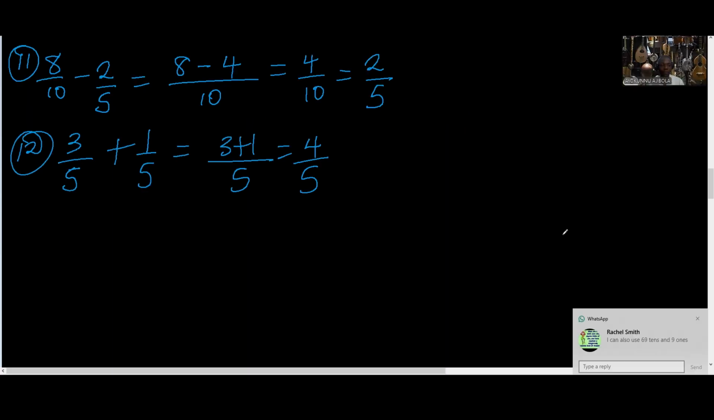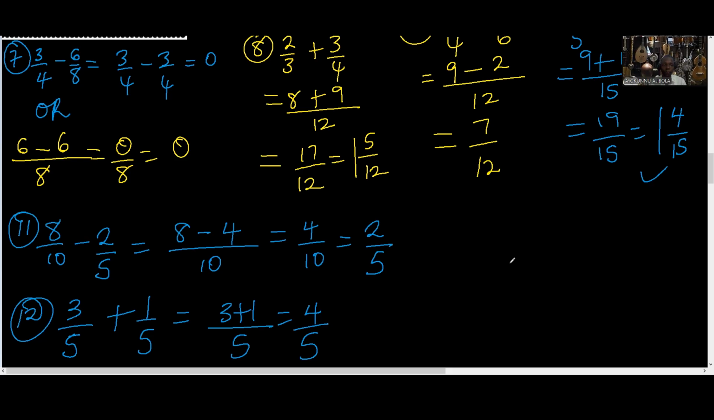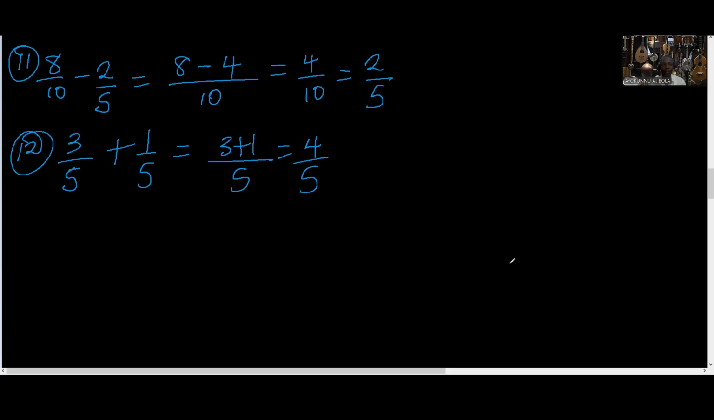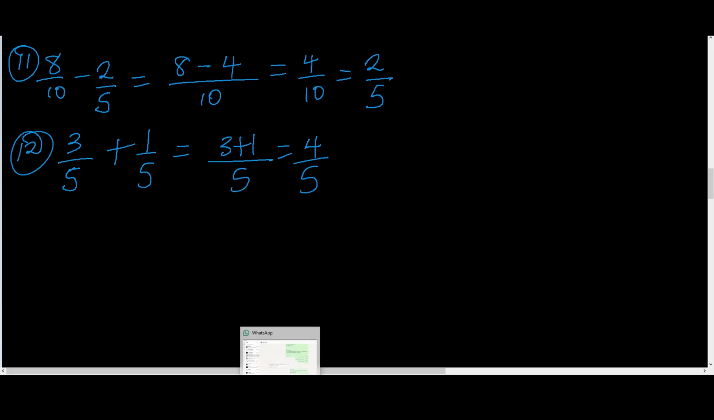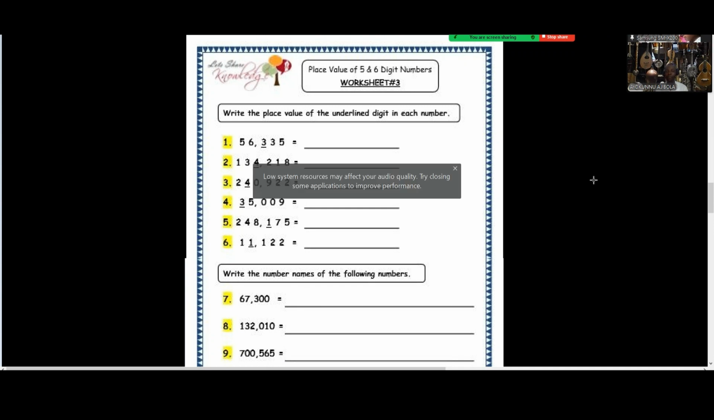3 over 5 plus 1 over 5. That other one can also be 6 over 10, that's correct. Okay, so we have 56,335, as you mentioned.